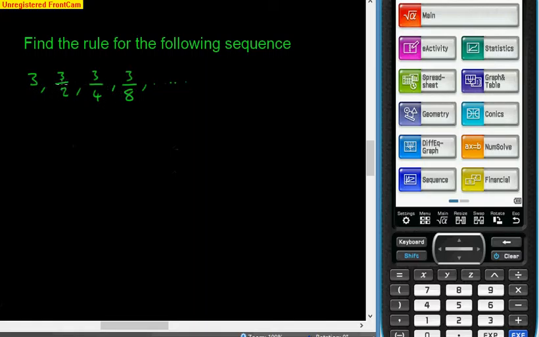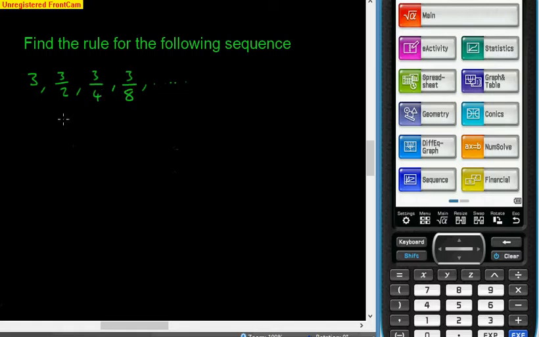Between 3 and 3 over 2, 3 over 2 is 1.5. There's a 1.5 difference, but there's definitely not a 1.5 difference between 3 quarters and 3 eighths. So I know it's not an arithmetic sequence. Must be a geometric sequence, I hope. Let's just check for that.